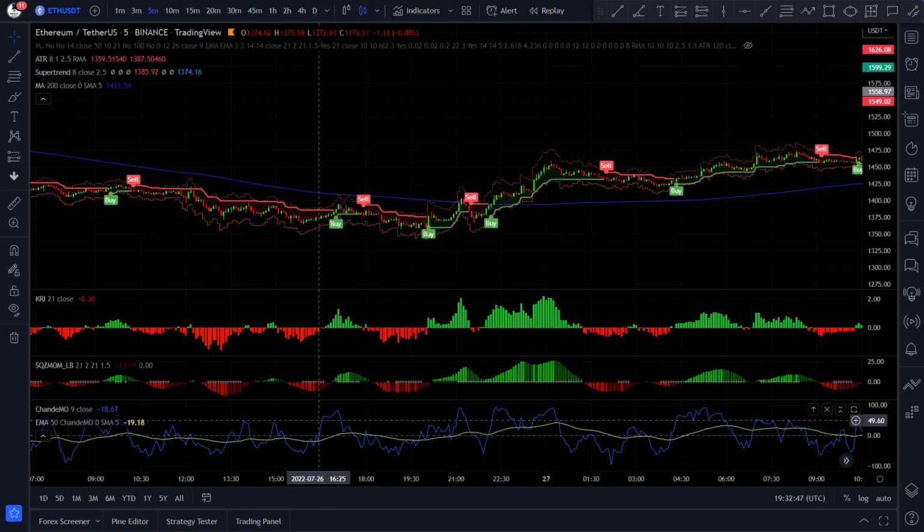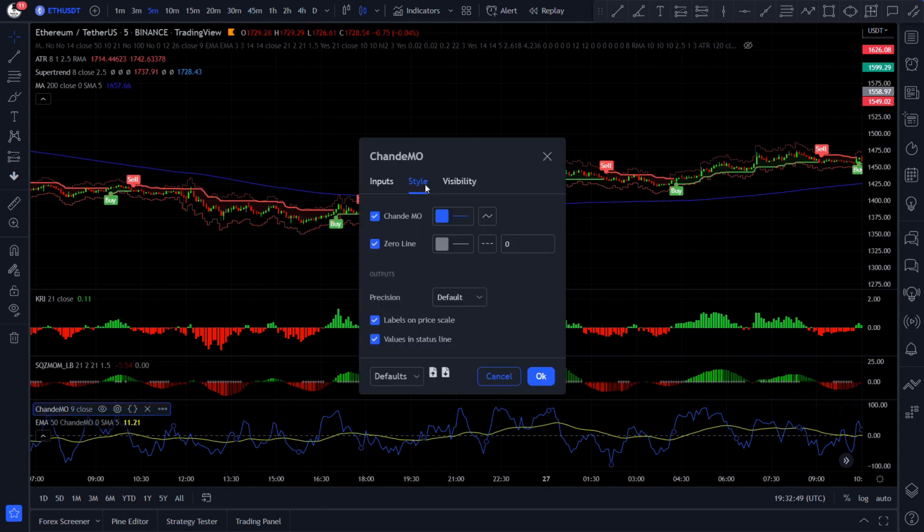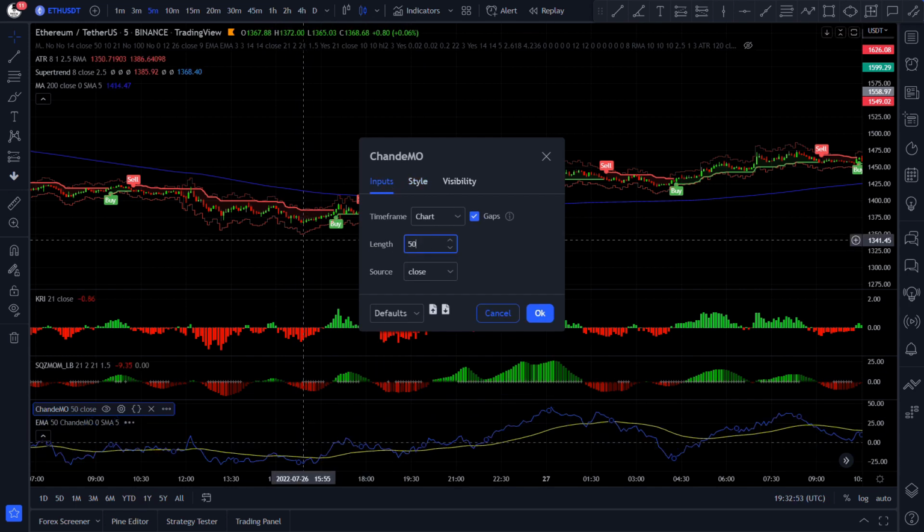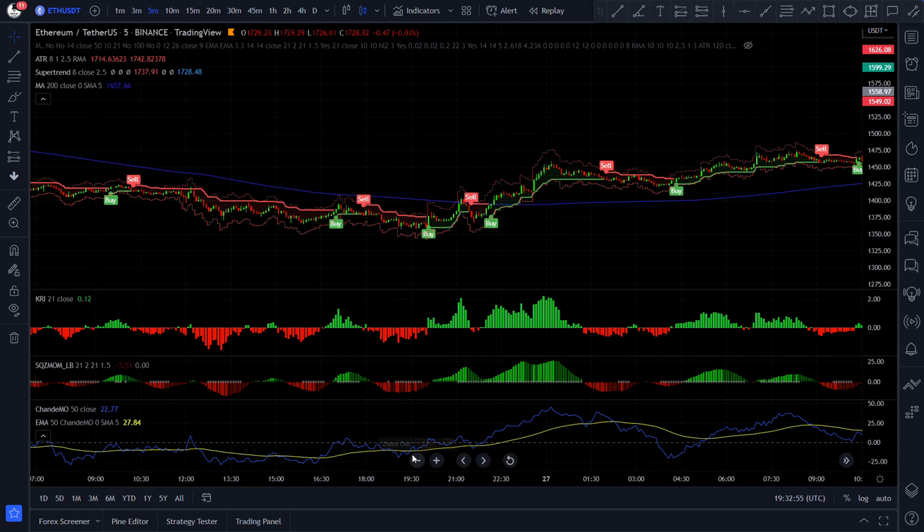We need to adjust the candle too, so go into its settings and change its length to 50. The rules for this filter are the following. We can only enter into a long position if the momentum oscillator's line, so the blue line, is above the EMA line, so the yellow one. In case of a short, the entry is only valid if the blue line is under the yellow one. This filter confirms that we are entering into a position when the price movement's momentum is on our side.